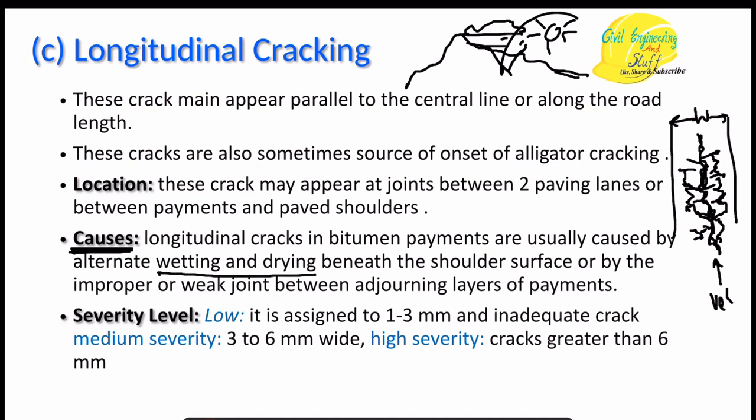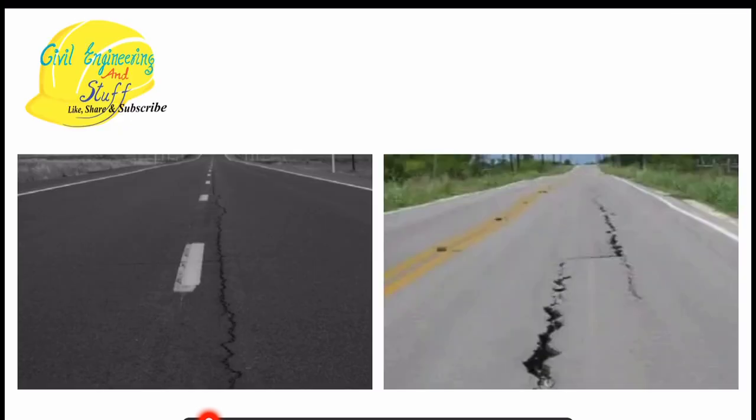So wetting and drying is one of the main causes of longitudinal cracking, because of this the joints basically become weak and pose a threat of generation of longitudinal cracks. Talking about their severity, low is when the width of the crack is 1 to 3 mm, medium is 3 to 6, and high severity is more than 6, just like alligator cracking.